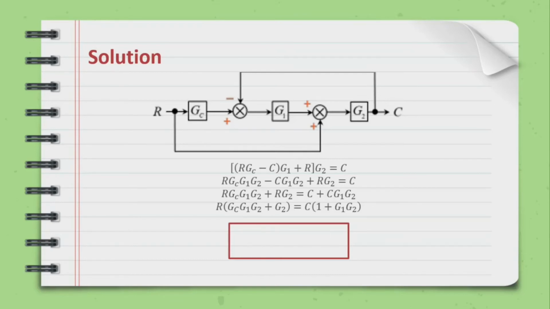Combining like terms, we have RGC G1 G2 plus RG2 is equal to C plus C G1 G2. Extracting the R and the C, we have R times the quantity of GC G1 G2 plus G2 is equal to C times the quantity of 1 plus G1 G2. Transposing the terms, we have C of S over R of S is equal to GC G1 G2 plus G2 over 1 plus G1 G2.